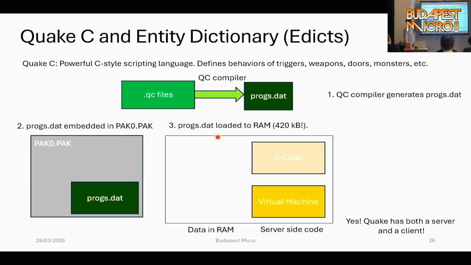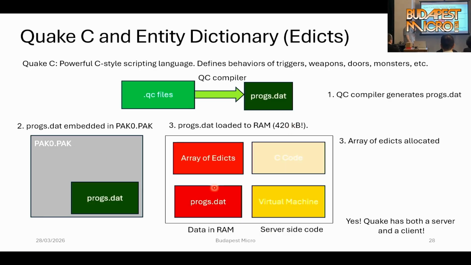And this progs.dat is loaded into RAM, and it is 420 kilobytes. And once progs.dat is loaded, an array of edicts is allocated, and progs.dat is executed by a virtual machine.